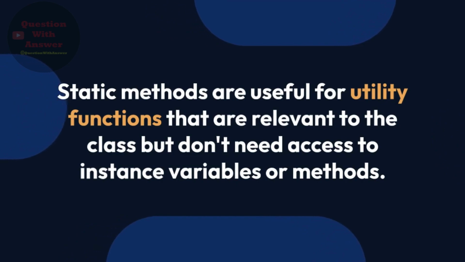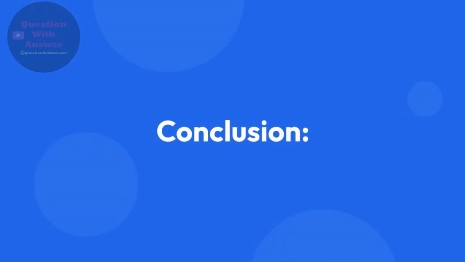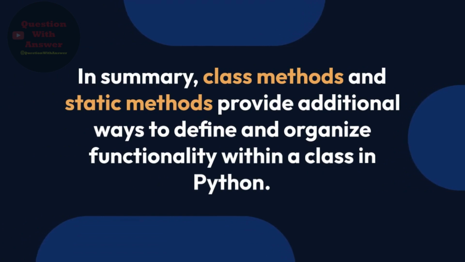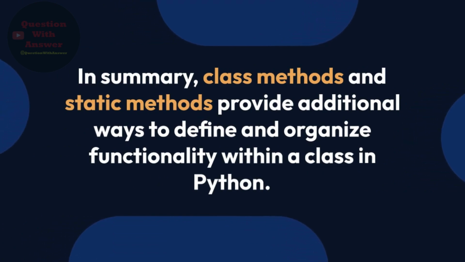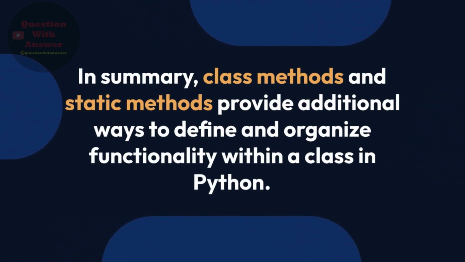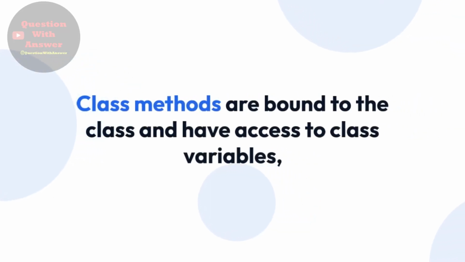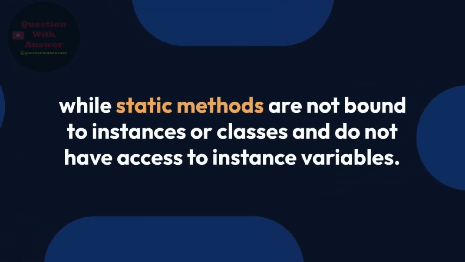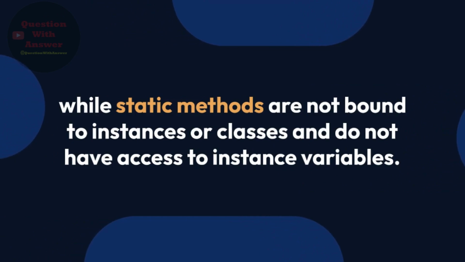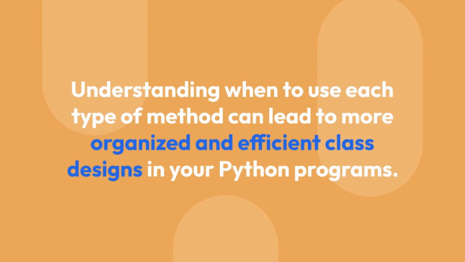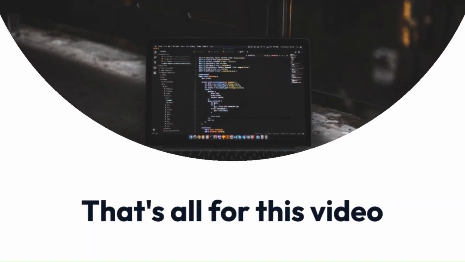Conclusion. In summary, class methods and static methods provide additional ways to define and organize functionality within a class in Python. Class methods are bound to the class and have access to class variables, while static methods are not bound to instances or classes and do not have access to instance variables. Understanding when to use each type of method can lead to more organized and efficient class designs in your Python programs.